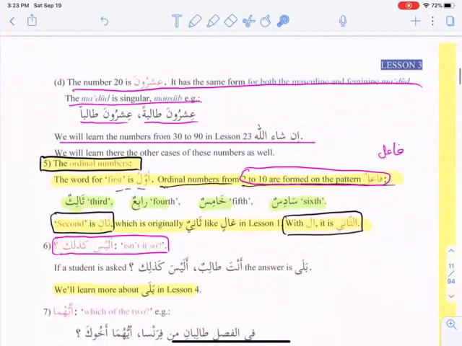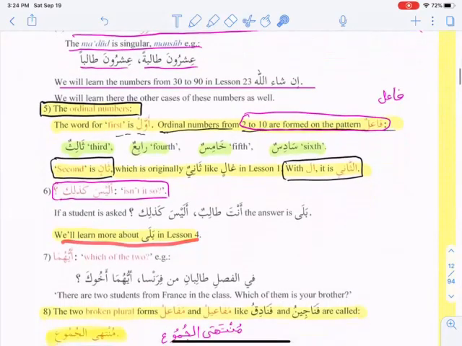Okay. Now here, this is a very small thing. Alaysa ka zalik, isn't it so? Anta talibun, alaysa ka zalik? The answer will be bala, which means yes, I am. We will learn more about bala in lesson 4. Fine. Ayyuhuma, which of the two? Did you get the idea?